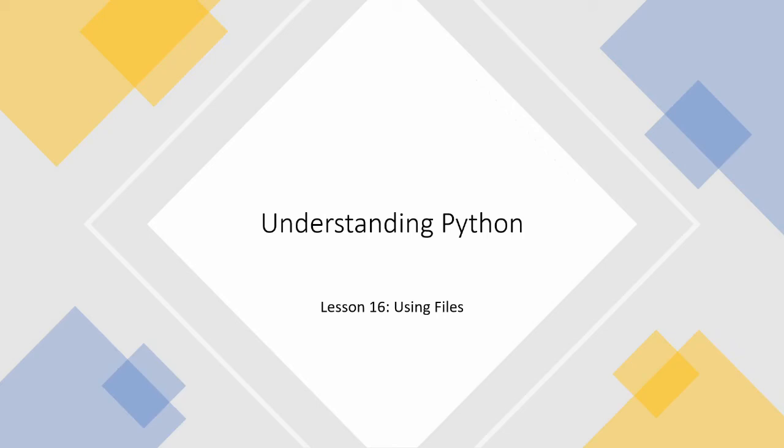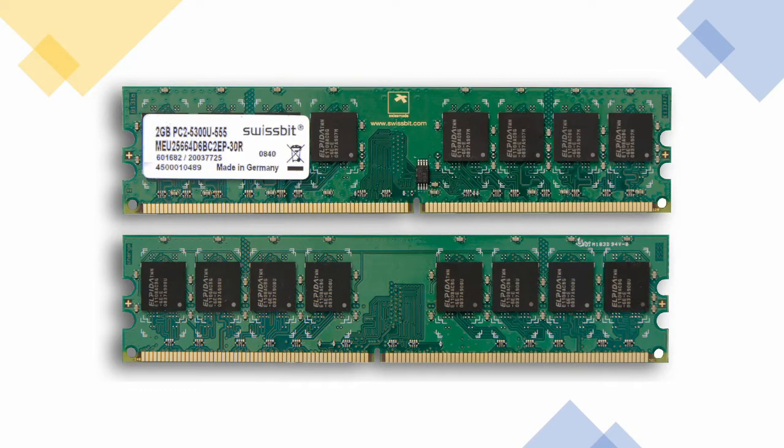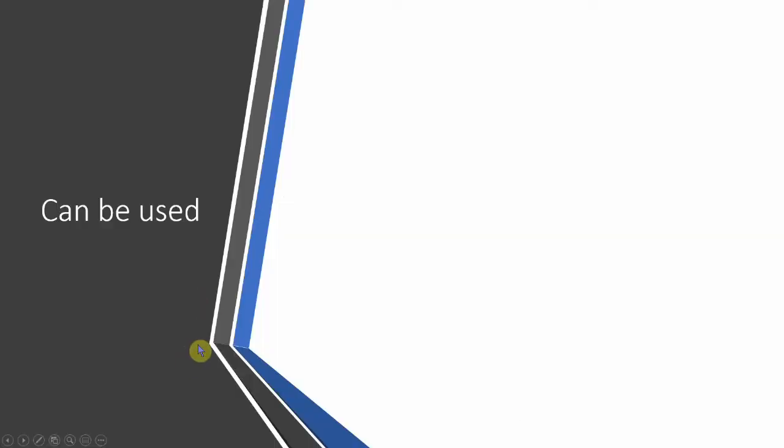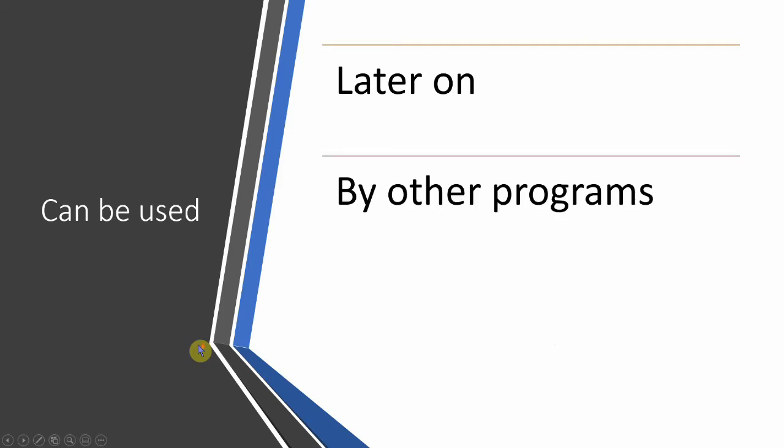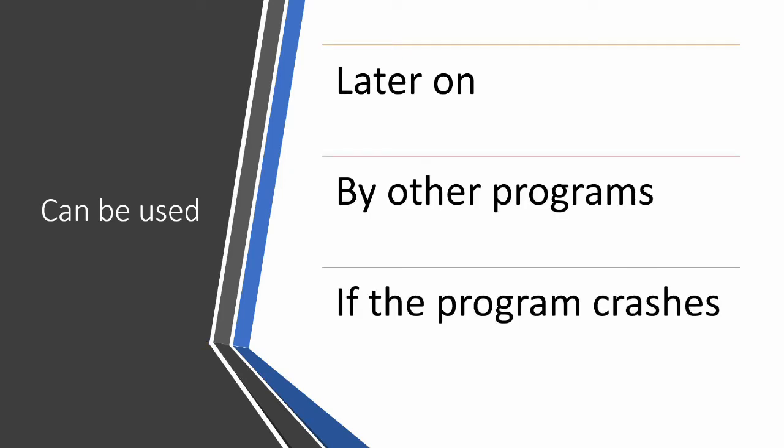Welcome back. Today we're going to be looking at using files in Python, and there are many reasons you'd want to use files. When you run your program, everything's stored in the RAM, except obviously the program itself. And so when the program finishes, you can no longer access everything. So if you store stuff in files, it can be used later on by other programs and if the program crashes. So for example, you might run a Python program and export a list of numbers or something, in which case you could then use that later on.